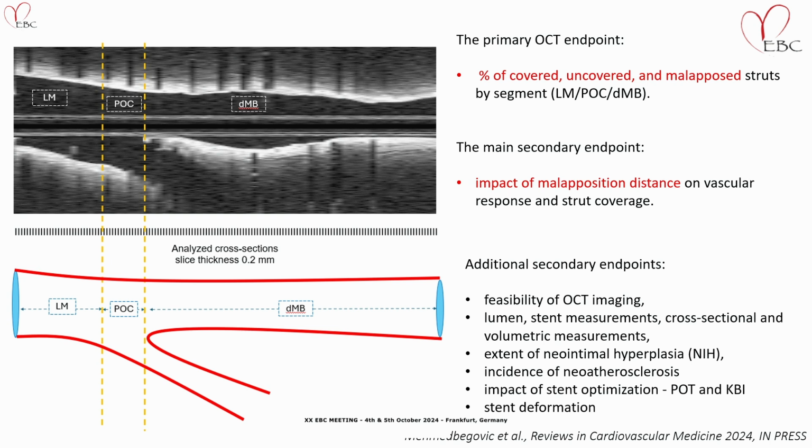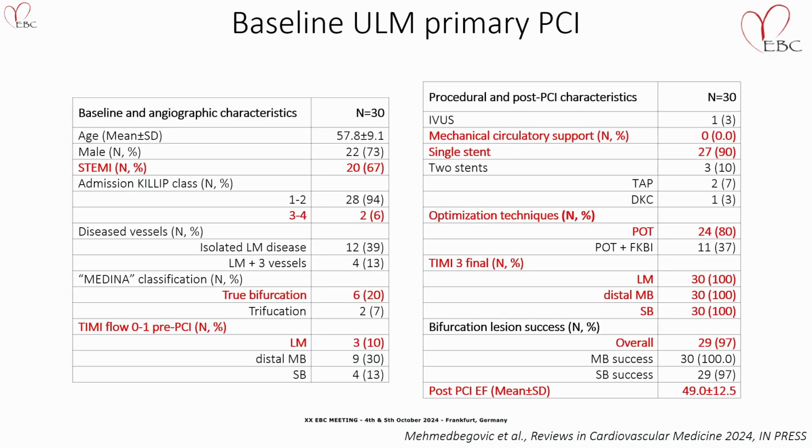The main secondary endpoint was the impact of malapposition distance on vascular response and strut coverage. And we have a few additional secondary endpoints, which I will skip due to time. So just to get a glimpse of the baseline population, the 30 patients mainly presented as STEMI.